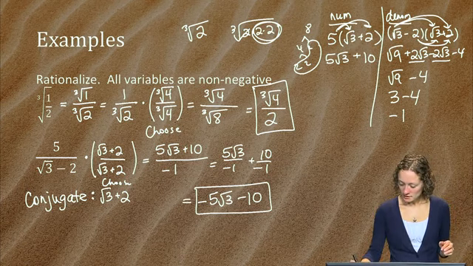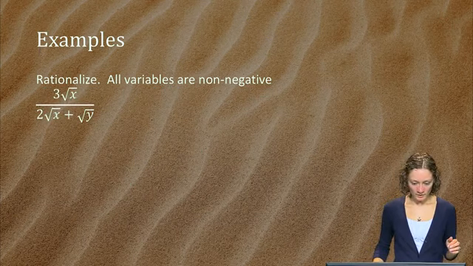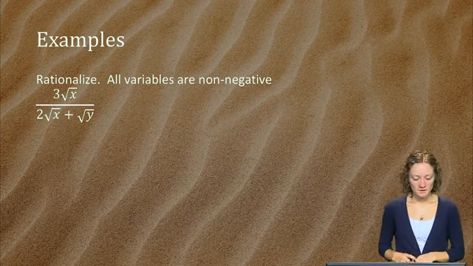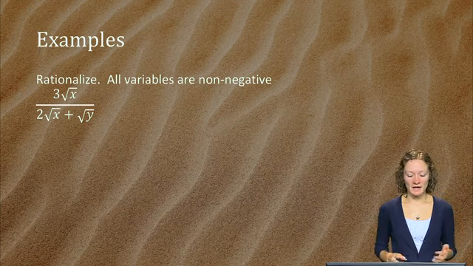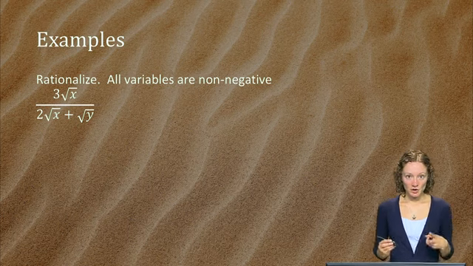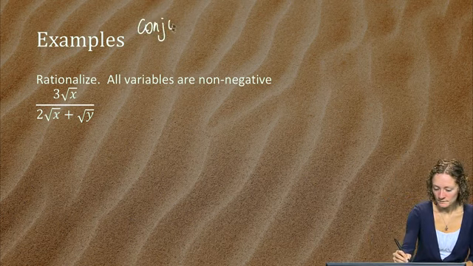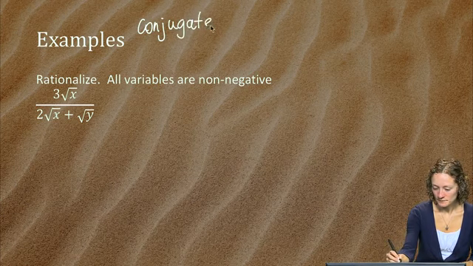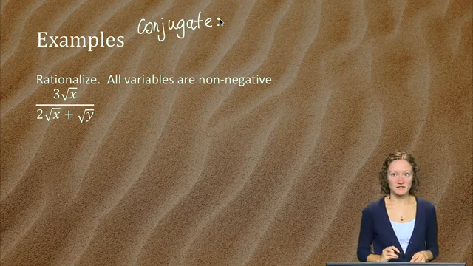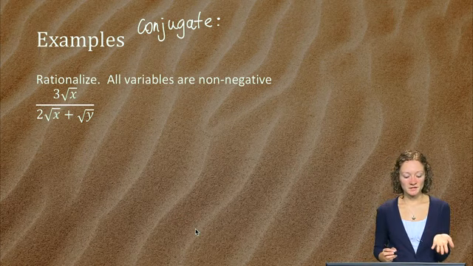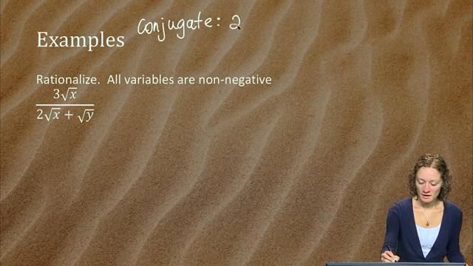Okay, let's do one more together and then some practice problems. Okay, so again, the directions are to rationalize. We have 2 terms in the denominator, so we'll need to use the conjugate. So what would the conjugate of this denominator be? It's presented with a plus in the middle, so the conjugate would be that exact thing with minus.